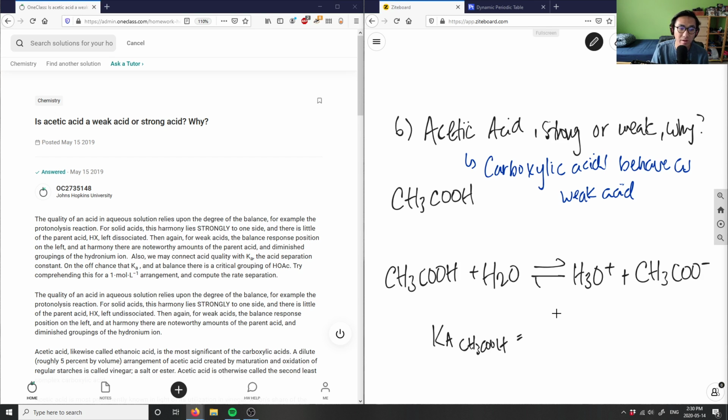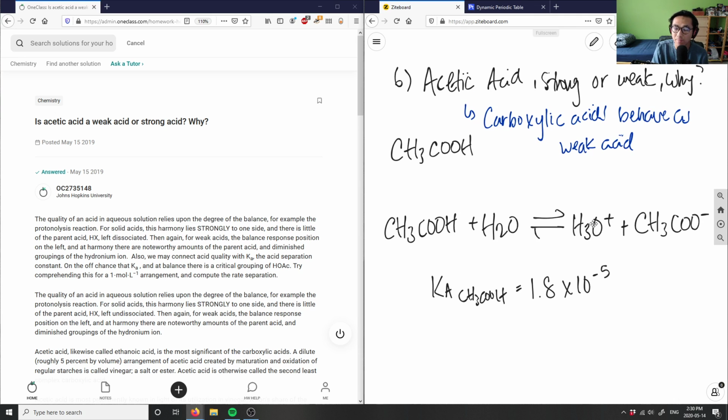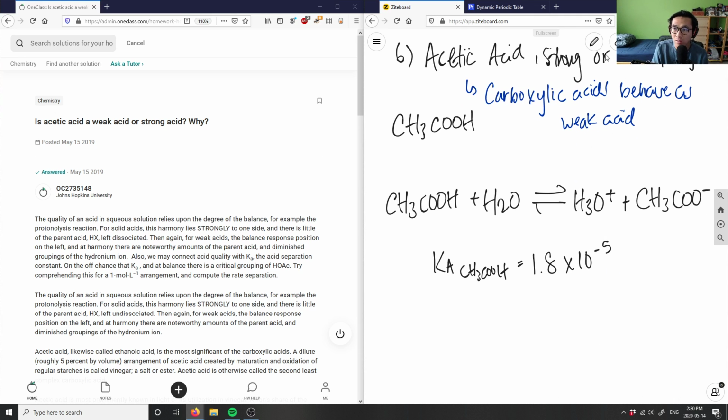And it's actually a very, very common acid that we use in organic chemistry. Because Ka here is less than 1, it's going to be a weak acid, therefore weak acid. It doesn't fully dissociate in water, right?